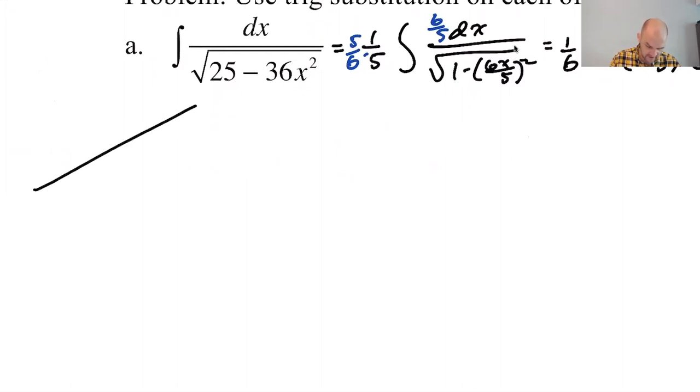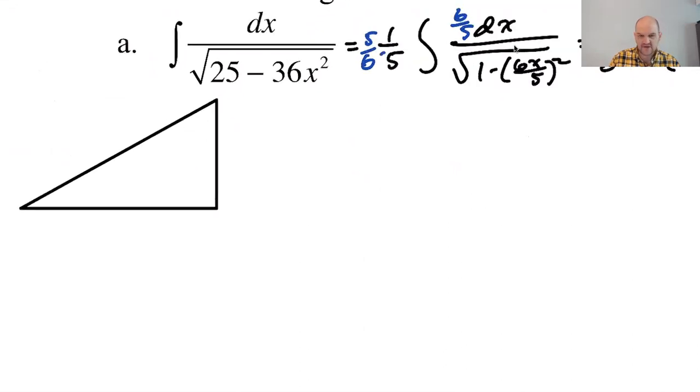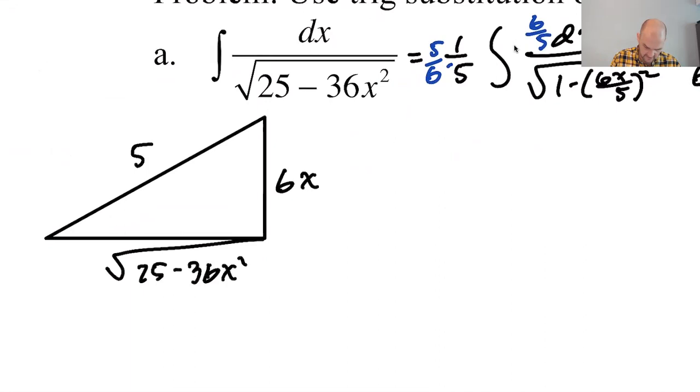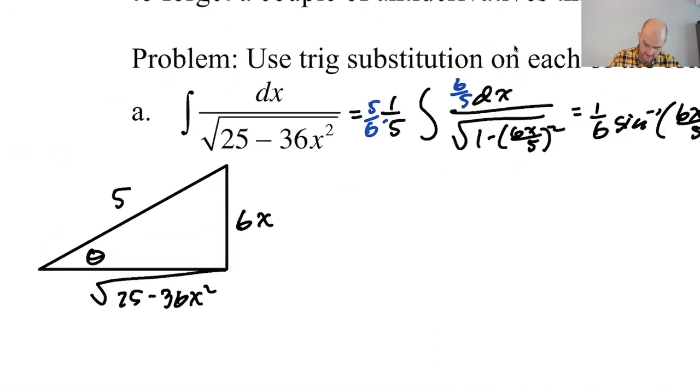So we see a radical and we're not really sure. It's like you have to definitely get it wrong for it to work, which doesn't really make much sense to me. But all right, I'm going to put 5 here. I'm going to put 6x here, and if I don't like it, I'll change it up. And then 25 minus 36x squared goes here. Here's theta.